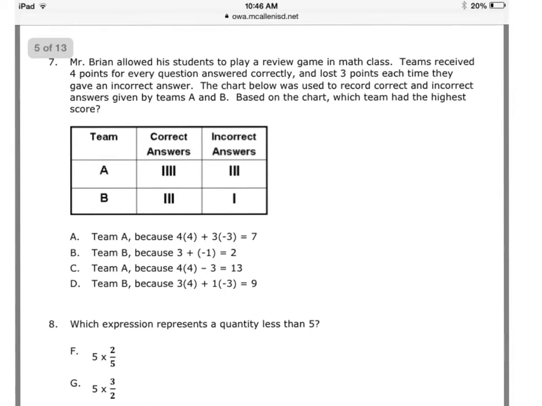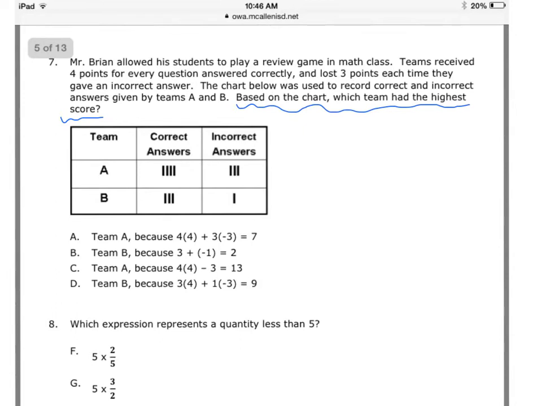This is a really long and complicated problem. I'm going to skip over here to the questions, see what it's asking, and then when I read the whole story, I'm going to kind of have a plan in my head. Based on the chart, which team had the highest score? Okay, I'm going to figure out which team had the highest score. Let me read the story.